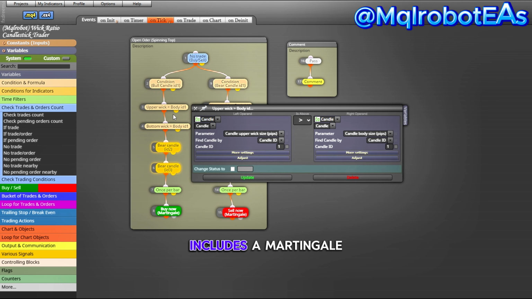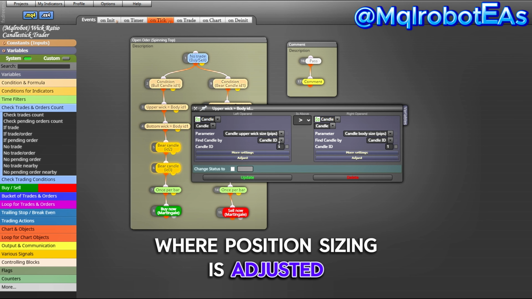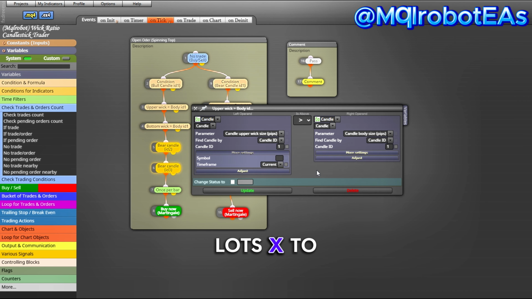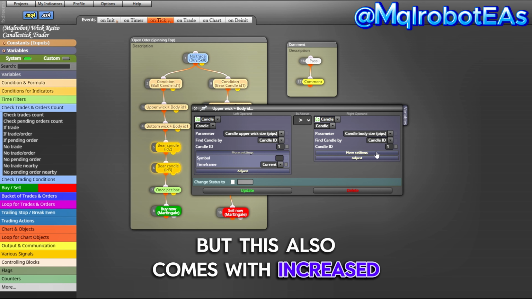Additionally, the EA includes a Martingale-style lot management system, where position sizing is adjusted based on a multiplier, lots X, to potentially recover previous losses. But this also comes with increased risk.